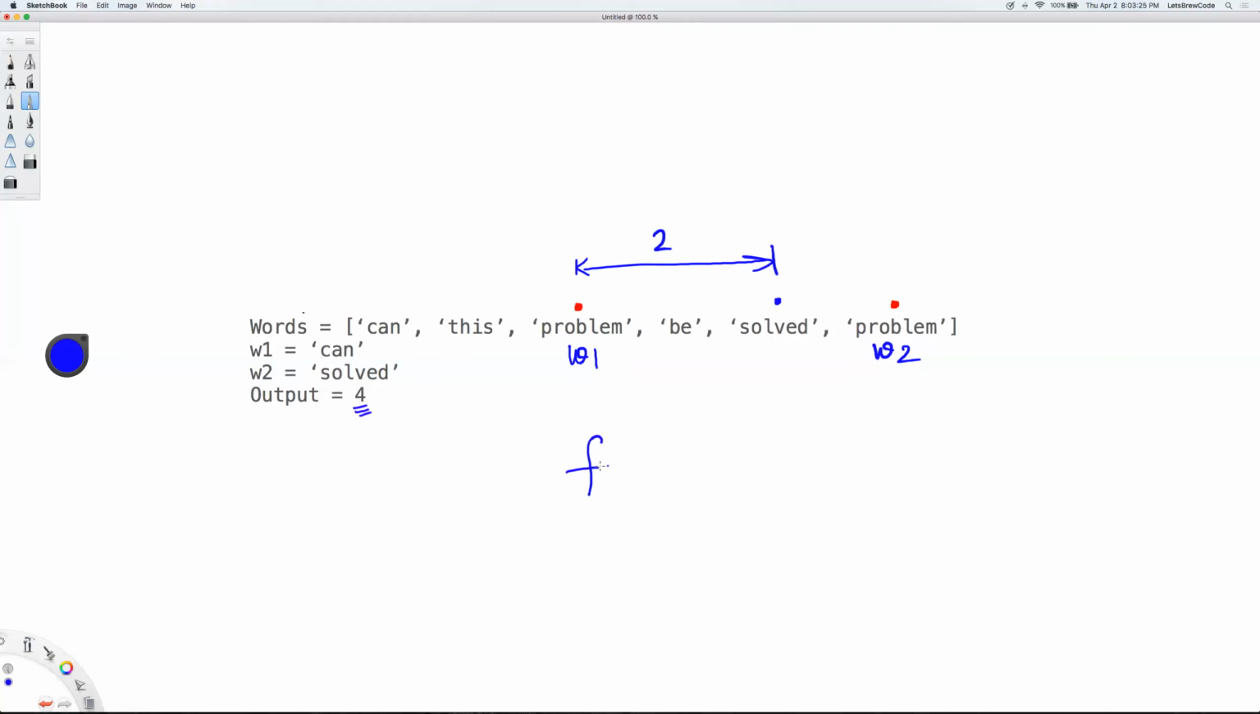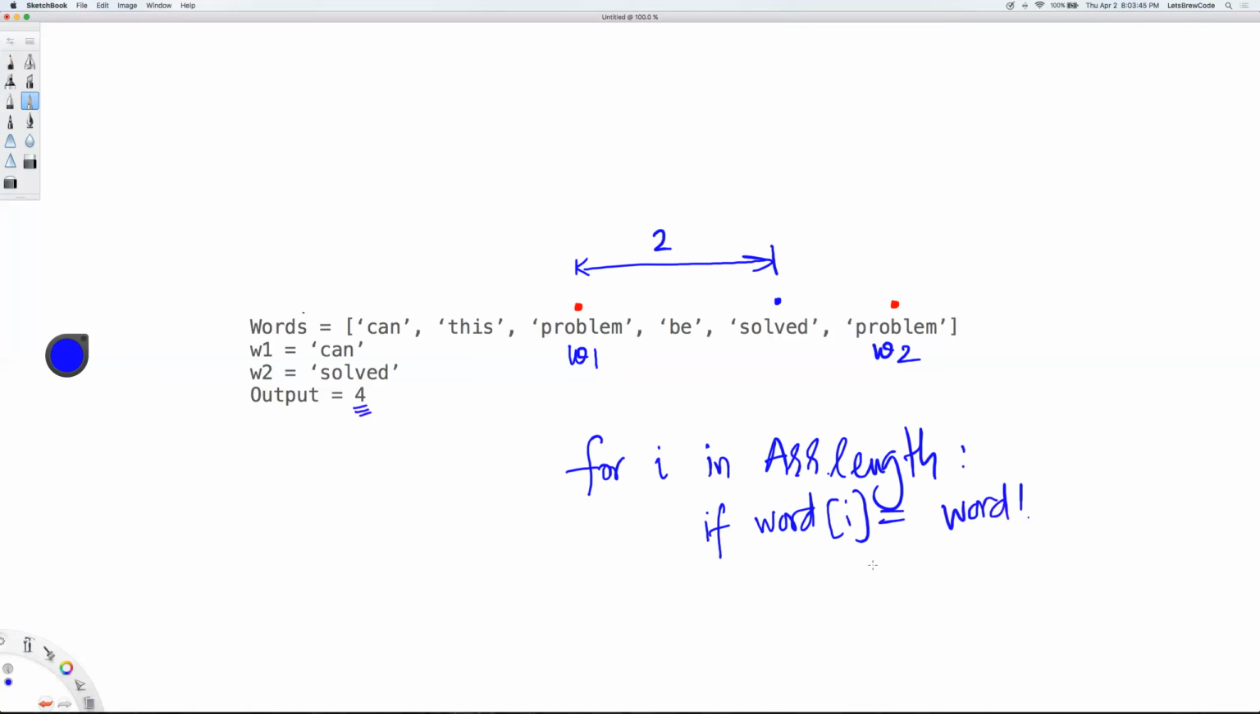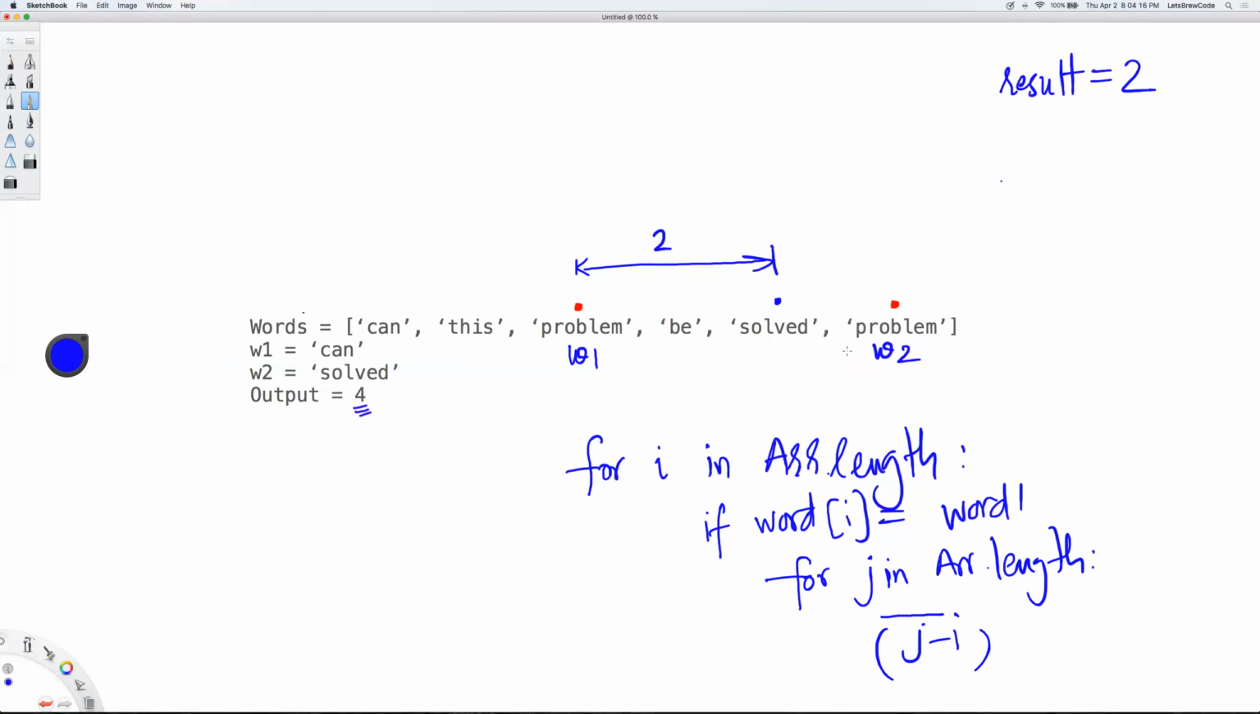So I'm going to write a top loop, something like for i in array dot length, right? If word i is, let's say, word one, then run another loop for j in array dot length, something like this, right? And then scan till I find word j equals word two. And when I find word j equals word two, check the difference j minus i. And check if j minus i is smaller than the current distance that we have. So in this case, let's say the result is equal to two. And if j minus i later on comes out, in this case here, to be one, then we just replace it.